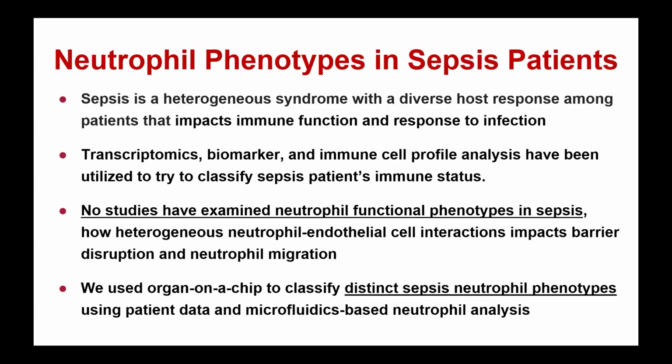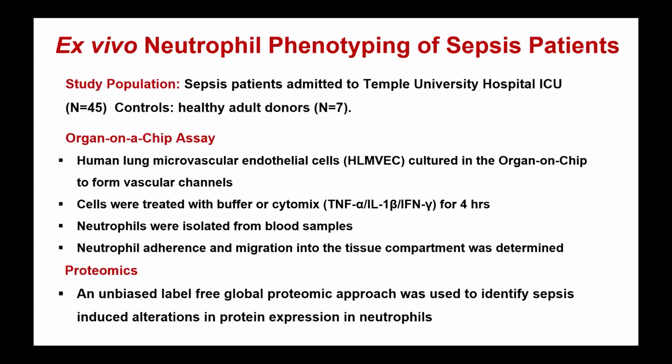So what's going on with sepsis? Recent studies have shown that sepsis is a heterogeneous syndrome. Different people respond differently to sepsis, and so you need to look at the different phenotypes. However, people so far have only looked at transcriptomic biomarkers of immune cells to phenotype patients. No studies have examined neutrophil functional phenotypes in sepsis, how neutrophils react in terms of function. And so this is what we have done. We used our organ on a chip to classify distinct sepsis neutrophil phenotypes using patient data and microfluidics to see what happens. Our study population was a group of sepsis patients admitted to Temple University Hospital.